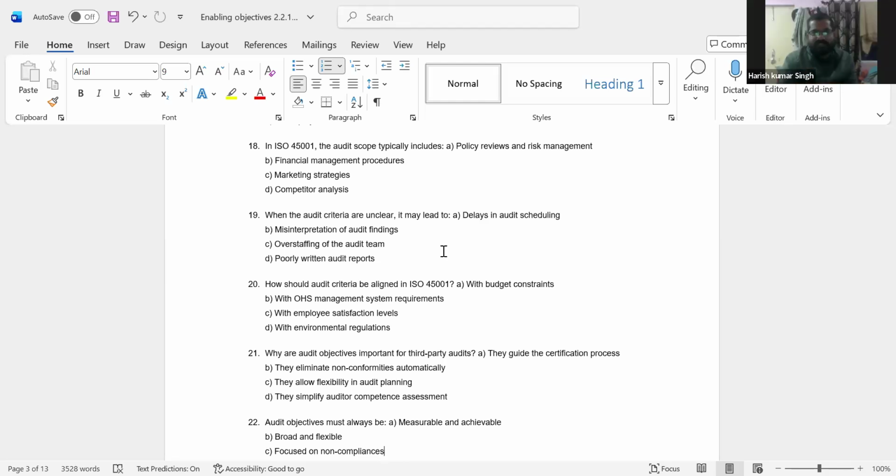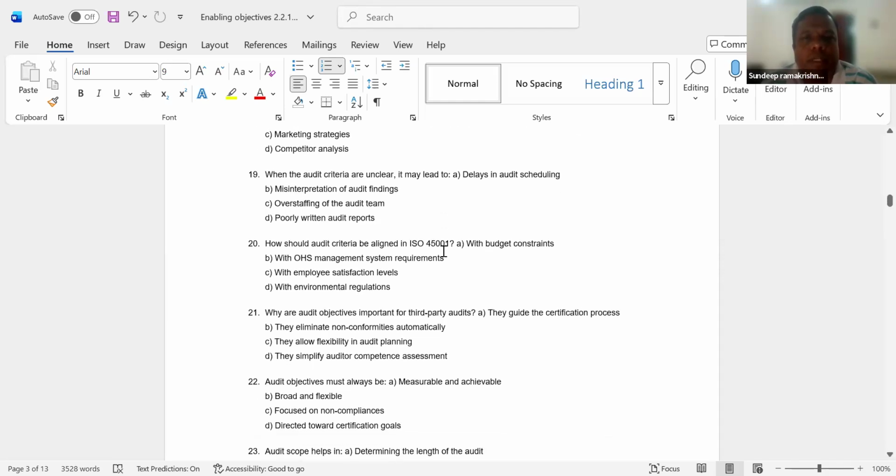Sir, 18. The answer would be policy decision risk management, because the other three options look irrelevant. Financial measurement procedures, marketing strategy, computer analysis. These don't seem to fit this audit scope. Yeah. See, that is what I'm telling you. When you practice these questions, you understand the elimination idea also. By eliminating incorrect answers, you narrow down your choices to the best fit answers and then choose the best fit answer. Right. So the first one, A, is the right answer there. So we go to 19.